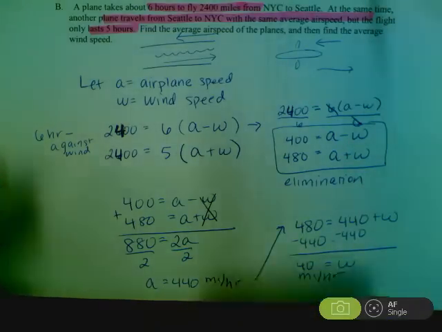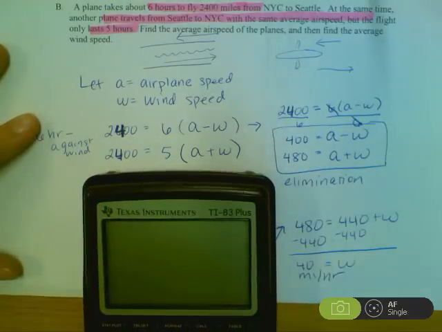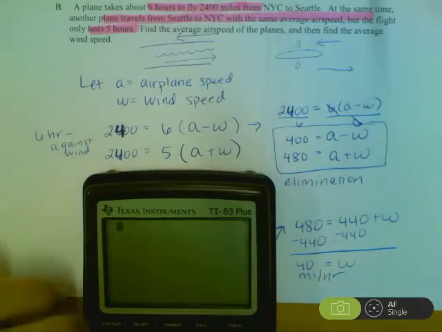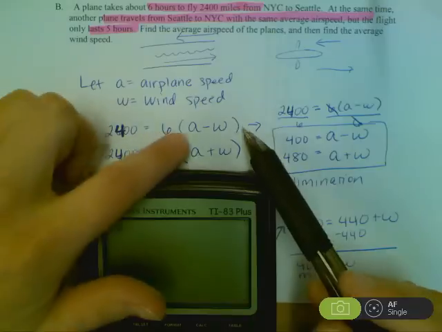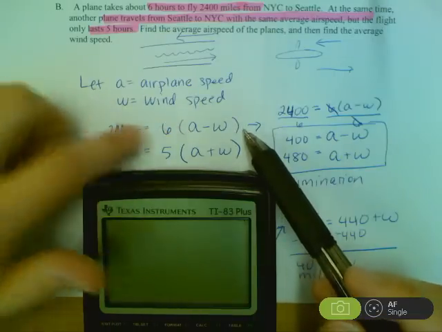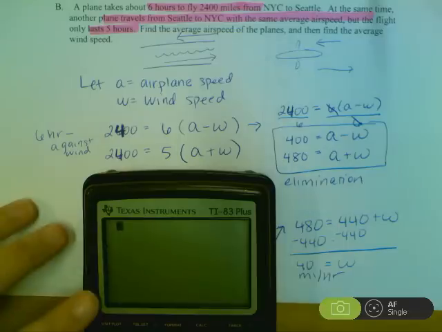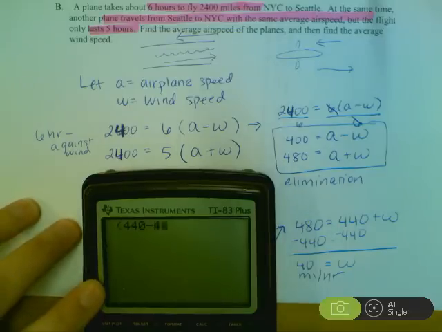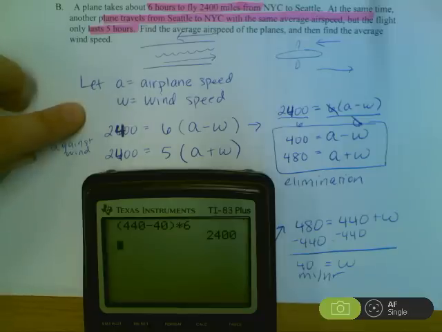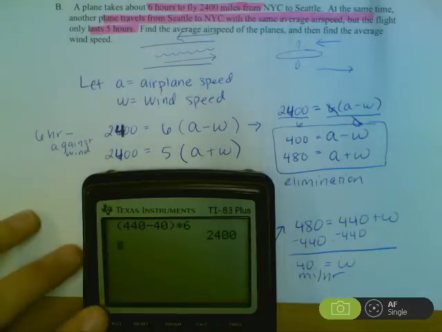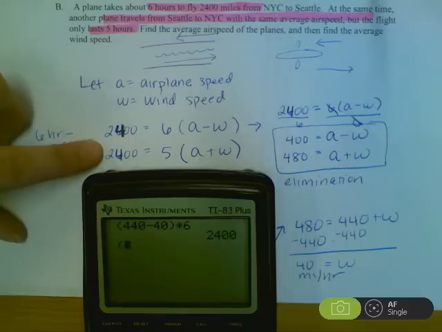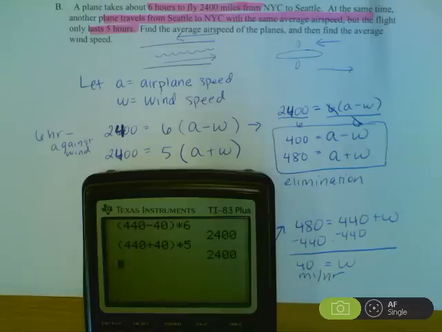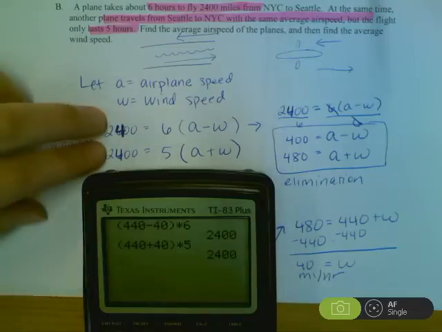Now you want to check to make sure you actually did it correctly, and the way that you do that is you go to your calculator. You know that you're going to want the difference in speeds times 6 to still give you 2,400 miles. So for the first one, I'm going to subtract the speeds. So 440 minus 40. If I multiply that by 6, I get 2,400, which is what I wanted. If I look at the second equation, I'm going with the wind, so I'm going to add the air speeds, multiply that by the 5 hours it took me to get there. I also get 2,400.